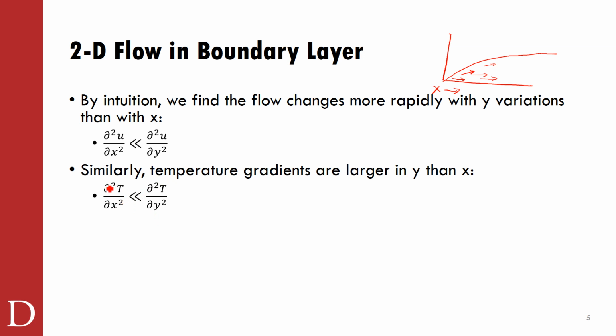As we go in the left-right direction, the X direction, the second derivative of temperature with respect to X is going to be much less than what we see as we go up and down. And that makes sense, right? Our velocity boundary layer and our thermal boundary layer are both predominantly in the up and down direction. Those lines defining them are largely horizontal.